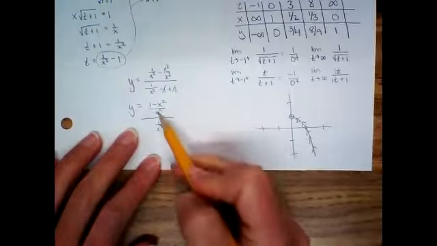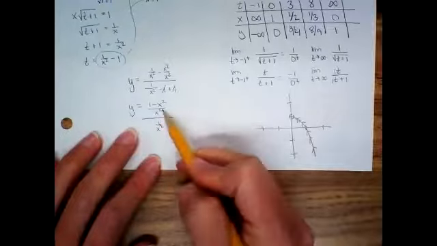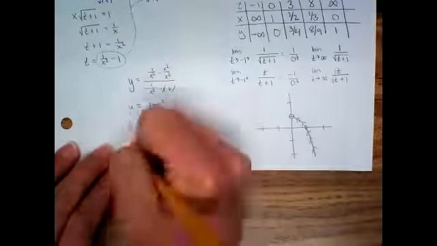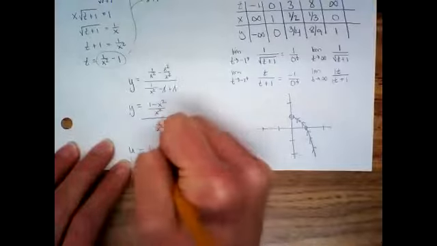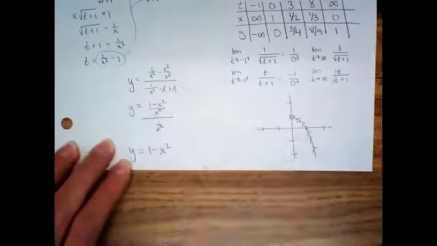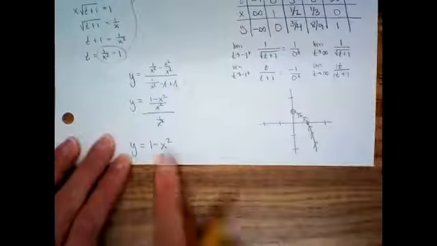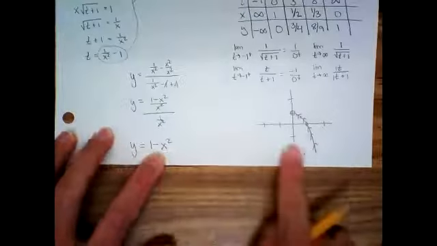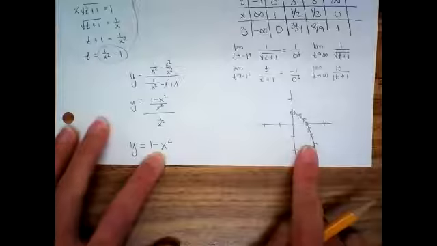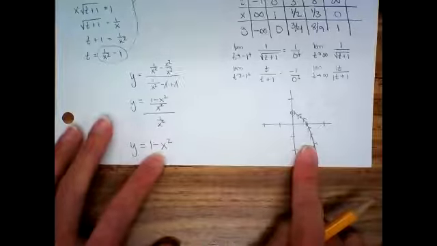Do you see how there's an x squared here and an x squared here? So those are going to cancel out. So you get y equals 1 minus x squared. I realized the algebra was really a lot for that one. But look, does that graph make sense with this? 1 minus x squared.